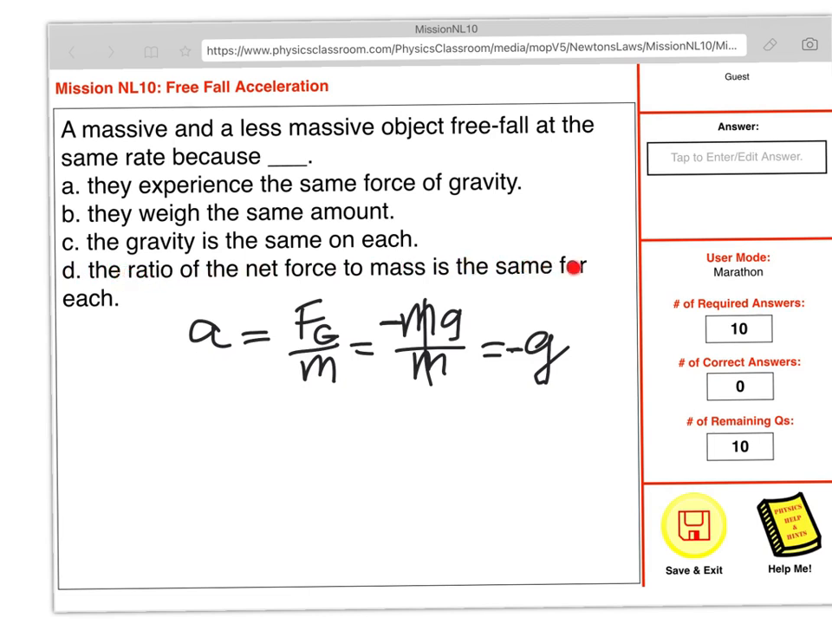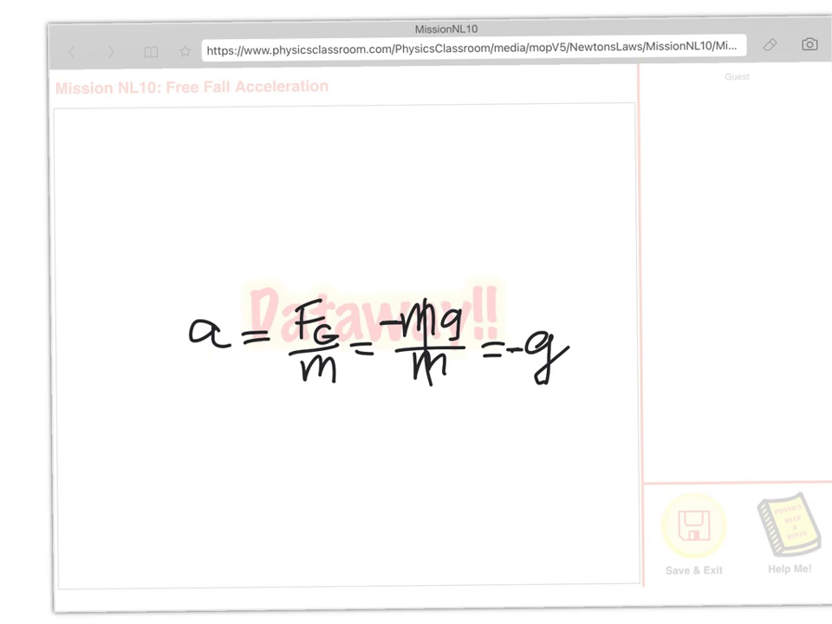The ratio of net force to mass is the same for each, and I'm showing you that in symbolic or equation format. So the acceleration will be the force divided by the mass, and the force acting on a free fall object is the force of gravity, negative mg, divided by m gives you a negative g. So it doesn't depend on m because the m's cancel out. So that's the symbolic or equation way of looking at this problem. And checking the answer.